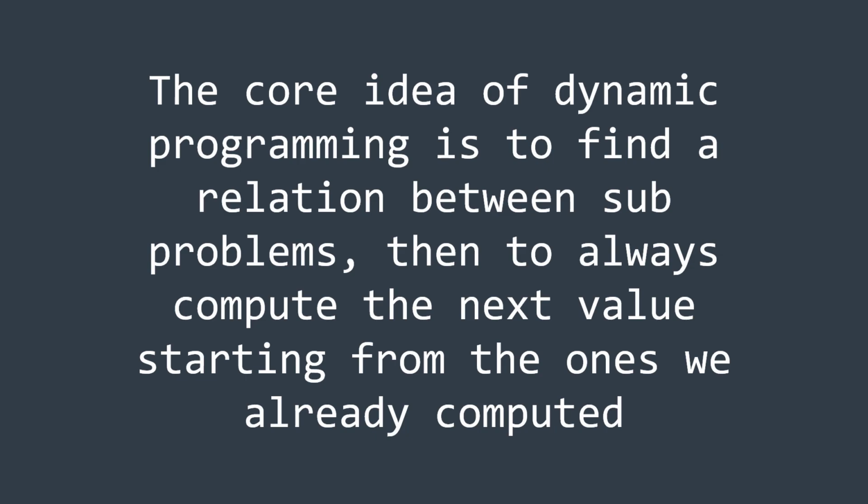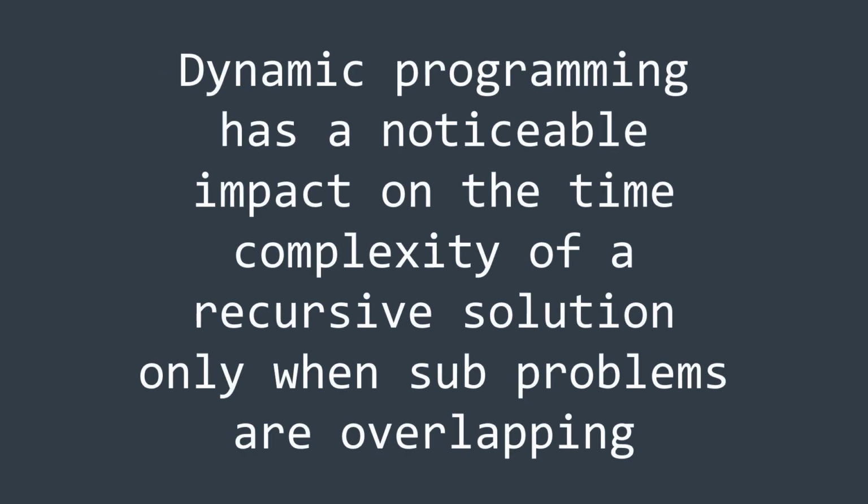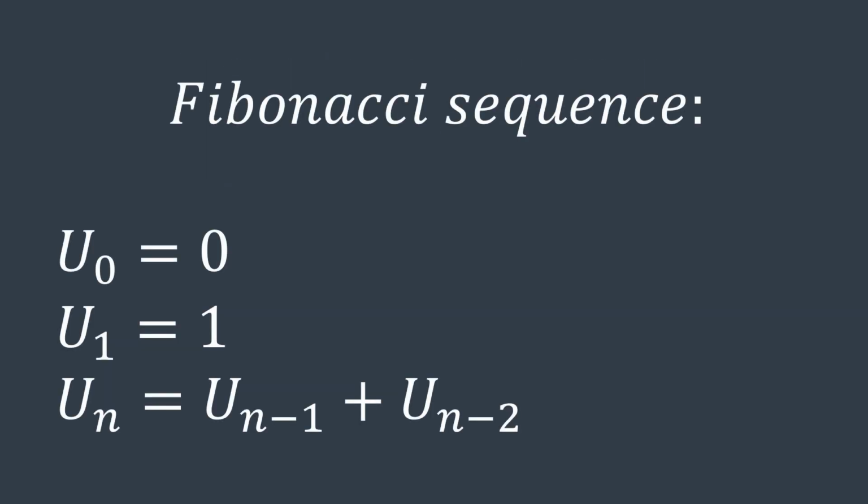You also have to know that dynamic programming has a noticeable impact on the time complexity of a recursive solution only when subproblems are overlapping. In other words, when we have repeated recursive calls. Let me show you an example. We want to use dynamic programming to calculate the nth term of the Fibonacci sequence. Reminder, the Fibonacci sequence is defined as follows. U0 is 0, U1 is 1, and Un is Un-1 plus Un-2.